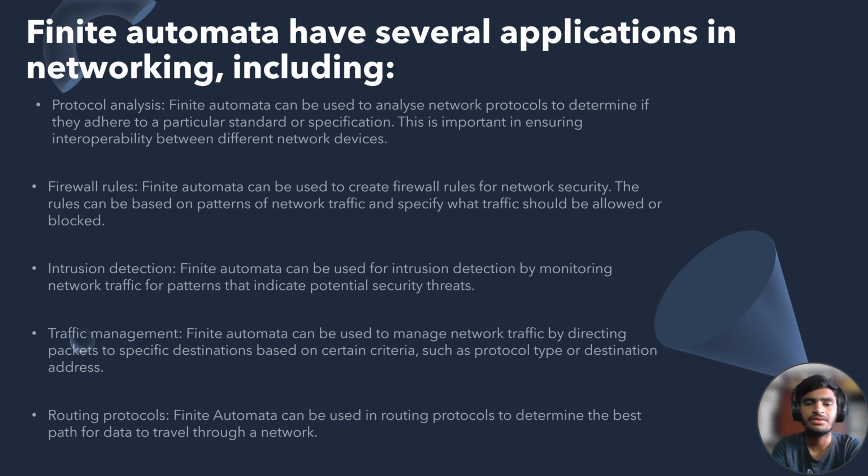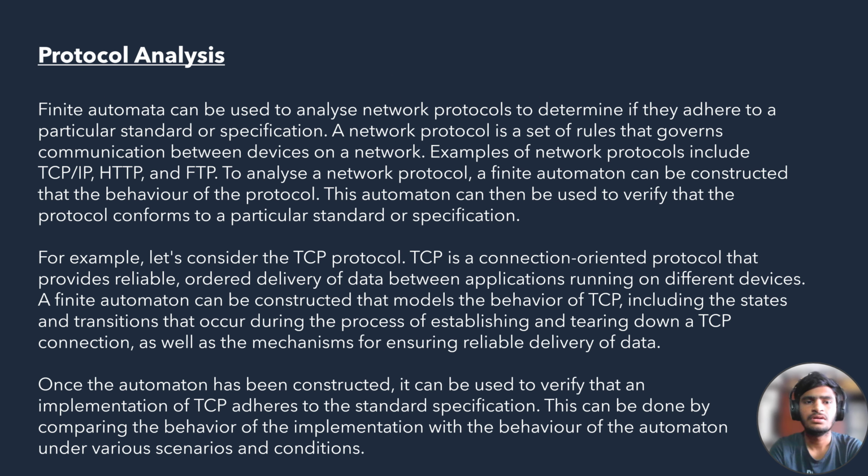Intrusion detection: finite automata can be used for intrusion detection by monitoring network traffic for patterns that indicate potential security threats. Traffic management: finite automata can be used to manage traffic by directing packets in specific directions based on certain criteria. What are those criteria? They are protocol type or destination addresses. Routing protocols: finite automata can be used in routing protocols to determine the best path for data to travel through a network. Now we will discuss these applications in brief.